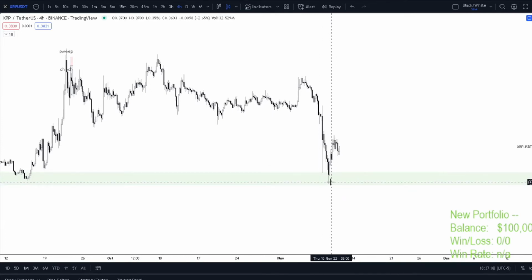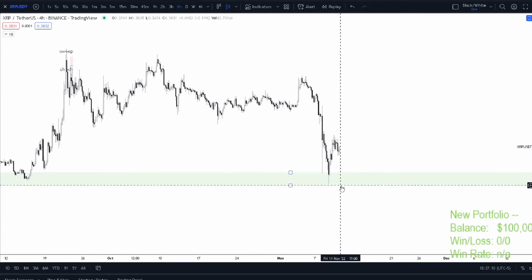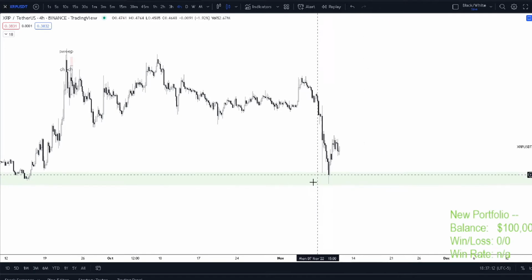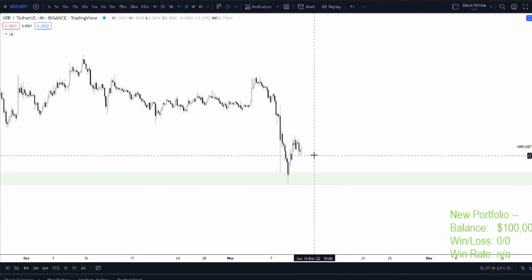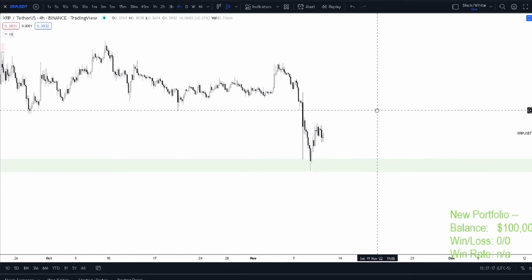You want to see a large wick from an order block. This gives you a lot of confirmation that there was a lot of volume here and a lot of buying pressure to bring the price up here.